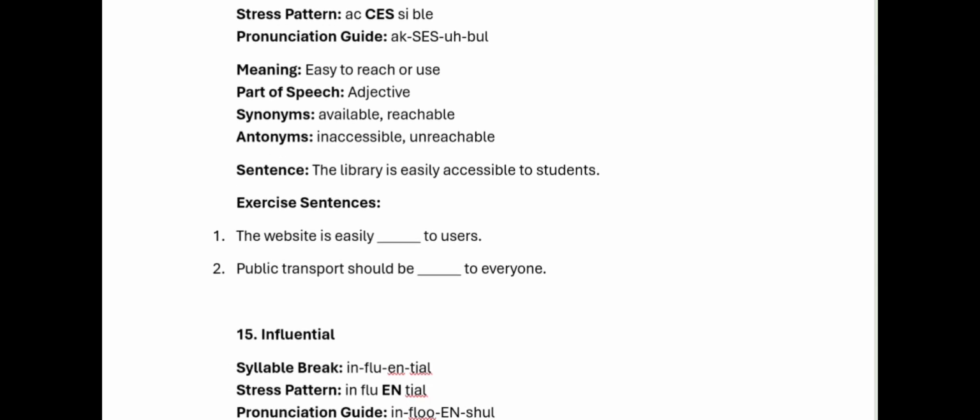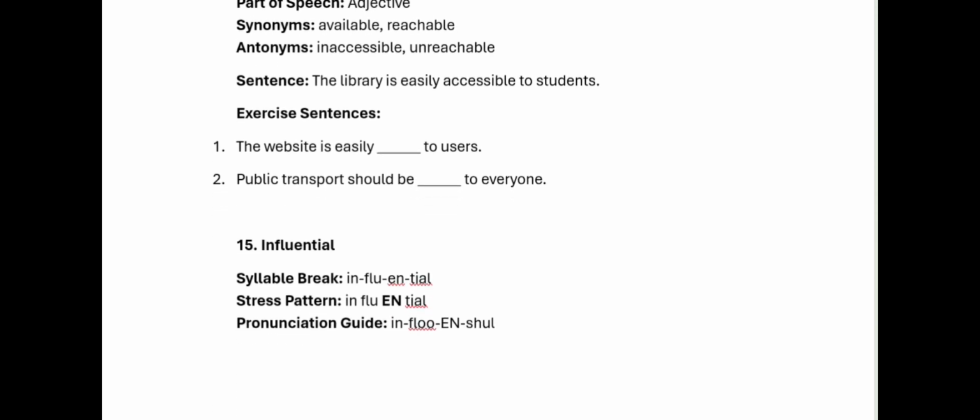Exercise: The website is easily accessible to users. Public transport should be accessible to everyone. So whenever you are speaking about something which is easy to reach or easy to use, change your vocabulary and use the word accessible. Put down your own sentence. Pause the video now. Recall how many words you can in a quick go.